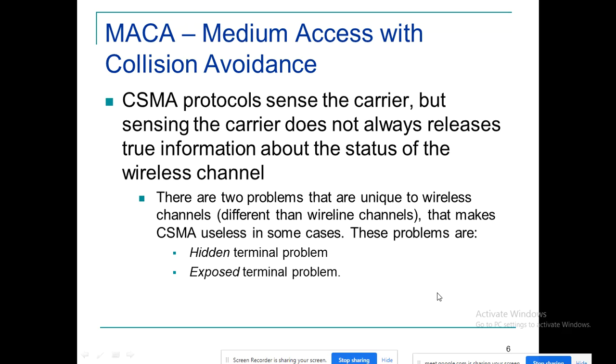So still people are facing this problem when they are working with CSMA/CA. What is that actually? These two problems will be encountered. How to clear that problem?